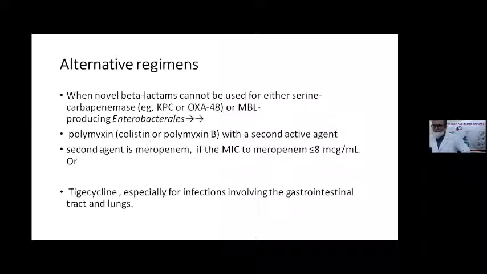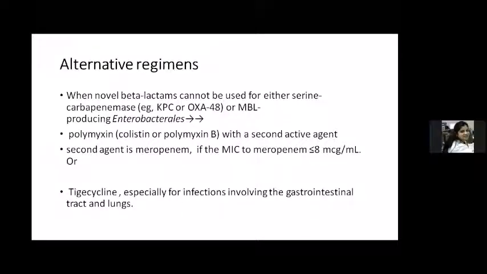Even if the meropenem is resistant, if the MIC is still up to 8, we can still combine. So we have to look at the MIC when we get a report. If the MIC of meropenem is in the resistant range but is 8 or less, it can still be used as combination therapy along with the polymyxins, that can be colistin or polymyxin B. I'll discuss the advantage of polymyxin B over colistin in an upcoming slide. Or, if the infection is not so serious, we can use some other effective drug like tigecycline. Tigecycline, as you know, doesn't retain activity in blood or CSF, therefore it cannot be used for bacteremia, septicemia, or meningitis. But yes, it gets concentrated in the GIT and lungs.